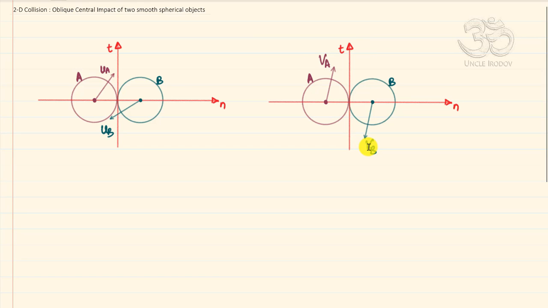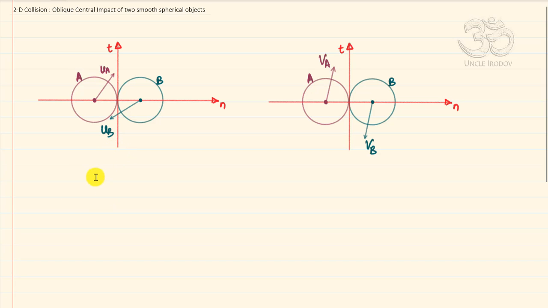And what are the equations that I can write? So again, the assumption here is that I've got smooth spherical objects. So because I've got smooth balls, there is no force of friction between them. So there is no force on either of these balls along the tangential axis. If there is no force along the tangential axis, then their momenta along the tangential axis will undergo no change.